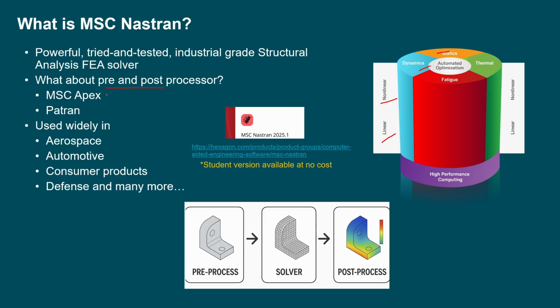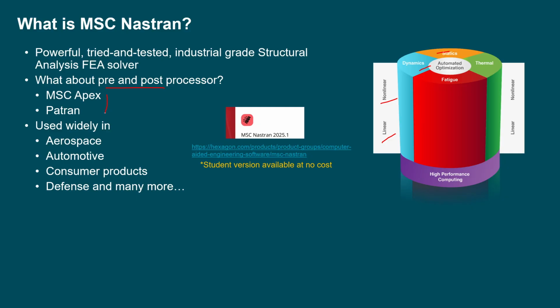So as you have guessed it will need some other pre and post processor. I have listed down here two most common pre and post processor used with MSC Nastran. One is MSC Apex and other one is Patran. Nastran is used widely in industries such as aerospace, automotive, many consumer products and defense. If you want to know further details about MSC Nastran, this is the website. I will put this website in the description box below, and it does have a student version available. So if you're a student, you can get it for free.